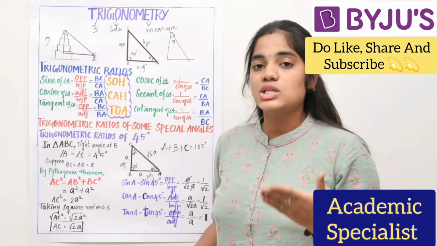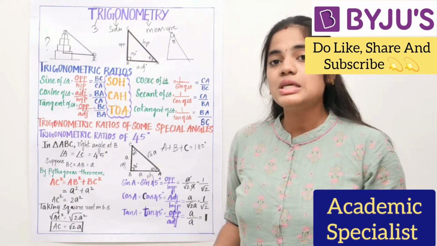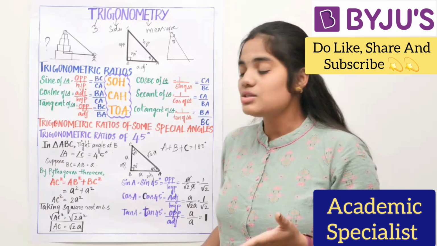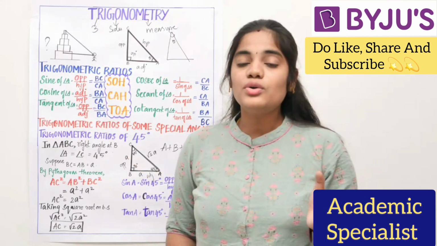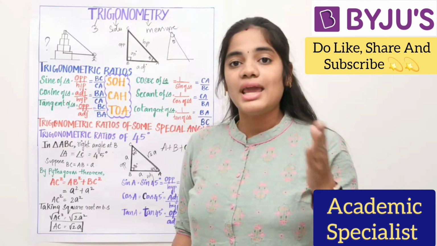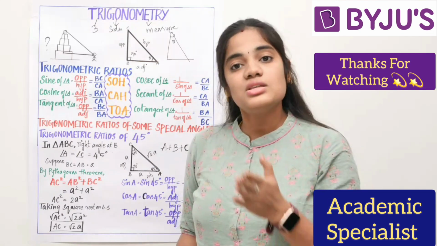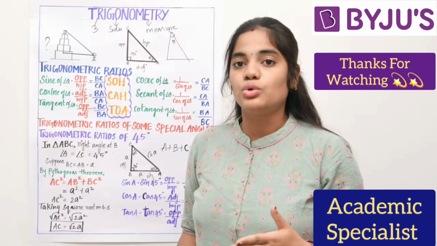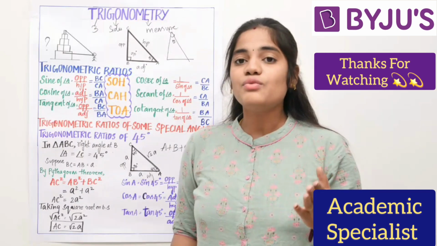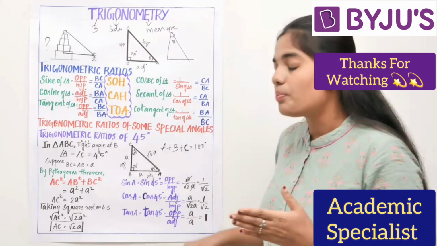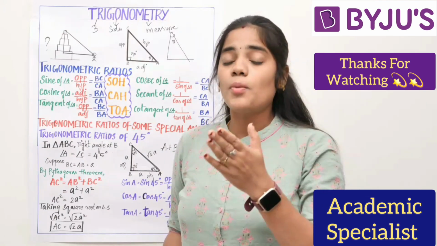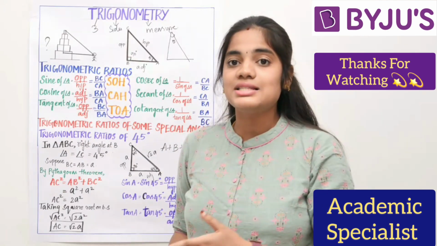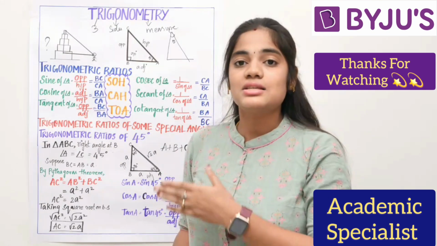Next, the same for cos 45. Cos 45 is equal to adjacent by hypotenuse. The adjacent side is A, and the hypotenuse side is root 2 A. Here also the A gets cancelled. Cos 45 is also the same, 1 by root 2. Next one, tan 45. Tan 45 is equal to opposite by adjacent. The opposite side is A and the adjacent side is A. A gets cancelled. The answer is 1.